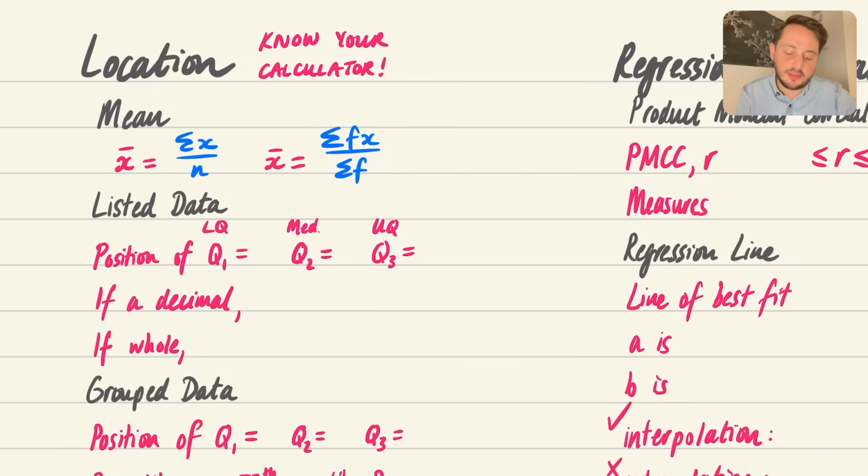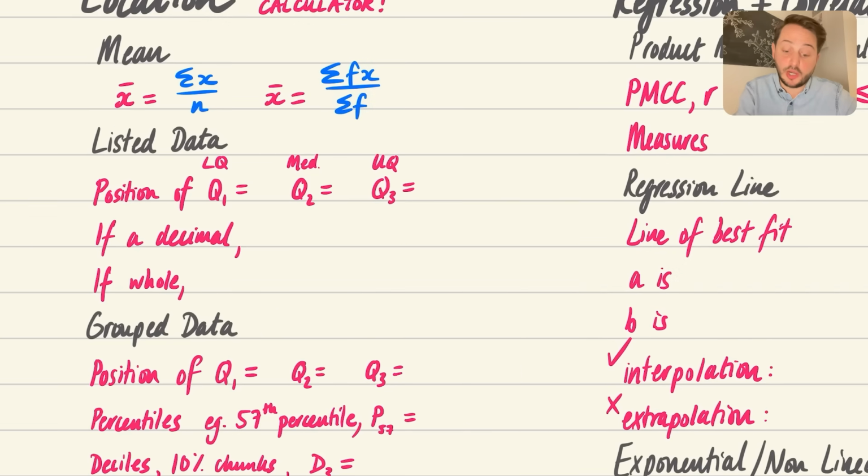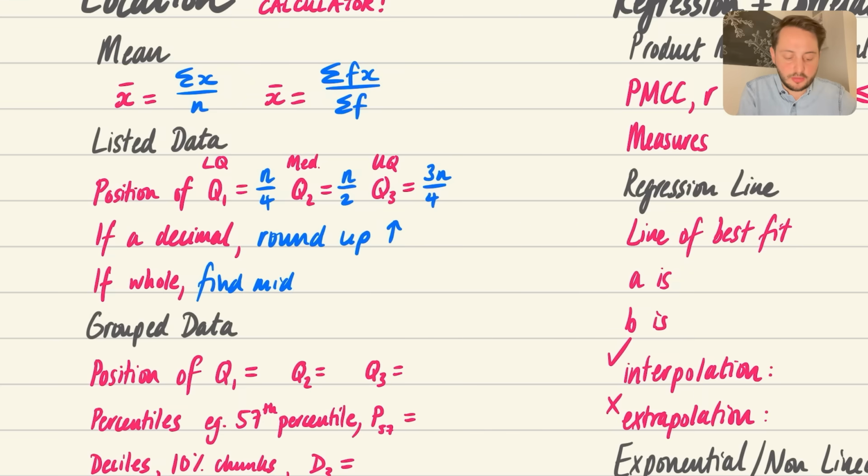Now, if you have listed data here, to try and find out the position of the lower quartile, which is Q1, you take the number of pieces of data and divide it by 4. The median, you divide it by 2, and the upper quartile is 3/4 of the way along, so you have 3n over 4. When you do that, if you get a decimal, you round up, and then you find that position, and that will correspond to Q1, Q2, or Q3. If it's whole though, you find the midpoint with the next number. This is only for listed data.